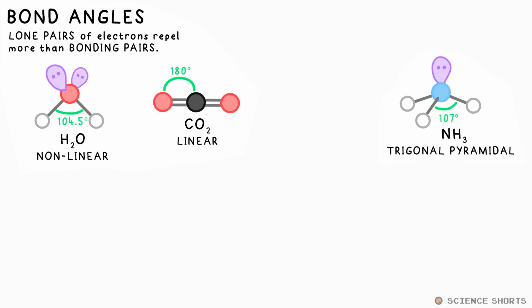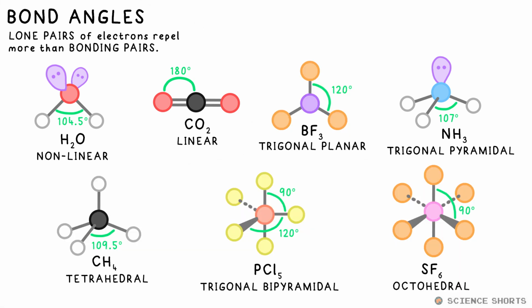Ammonia, NH3, on the other hand, has three bonds and a lone pair that repel each other, resulting in a pyramidal shape. A molecule like methane that has four bond pairs and no lone pairs, well, the bonds would be repelled equally with the same angle between them, that's 109.5 degrees in this case. This results in a tetrahedral shape.